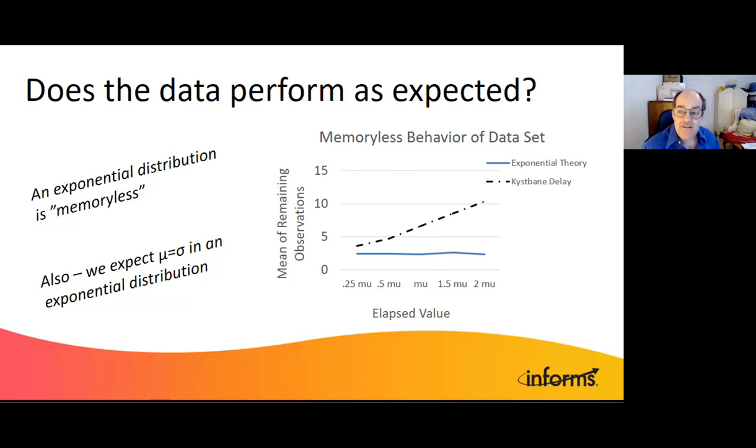And so here in this graph, the blue line is what I expect the behavior of this data to be if it were memoryless. But in fact, it's not. The Kystbane data has a very clear change in behavior as you look forward out that windshield as the car is driving. We also expect in an exponential distribution that the mean and the standard deviation are equal, and that's also not true for this data set. So there's a lot of suspicion here that this is in fact not an exponential distribution.